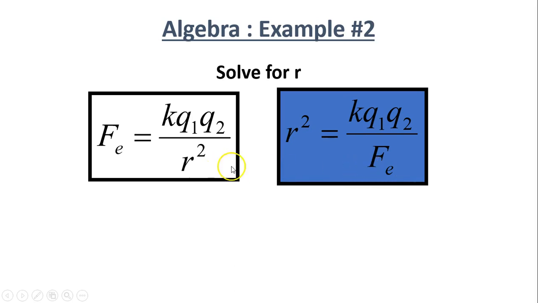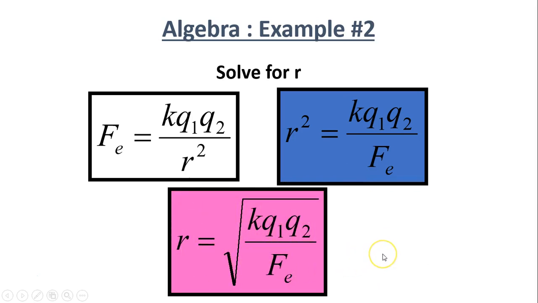As you can see, these two are the same. That means these two terms, Fe and r squared, can be switched. R squared and Fe can be switched. After that, in order to solve for r, you just do square root on both sides.